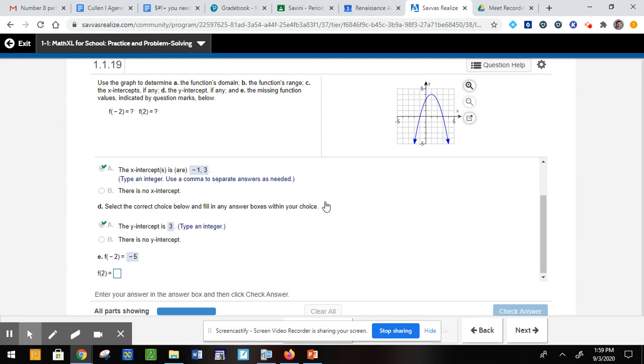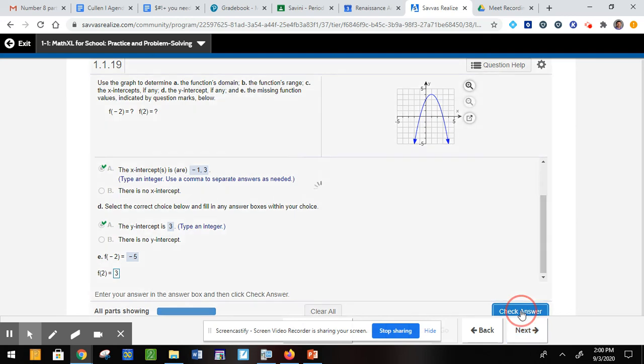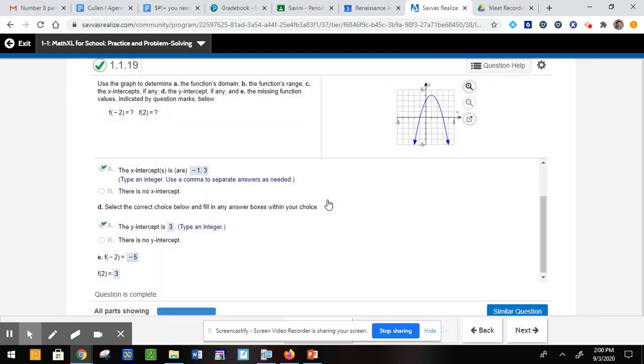All right, and then f of 2, same deal. What's the value of y when there's an x value of 2? So when x is 2, the y value is 3. Okay, let's type in 3. Check our answer on that. We're good. All right. Let me know if you have other questions.